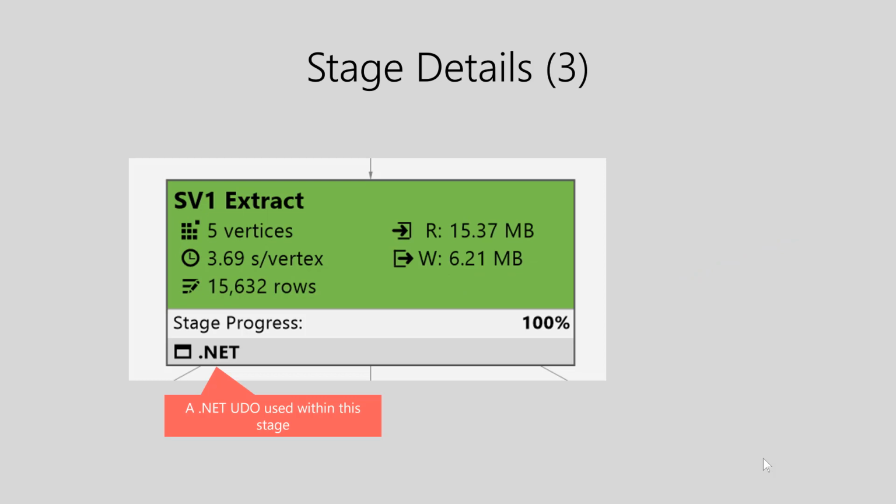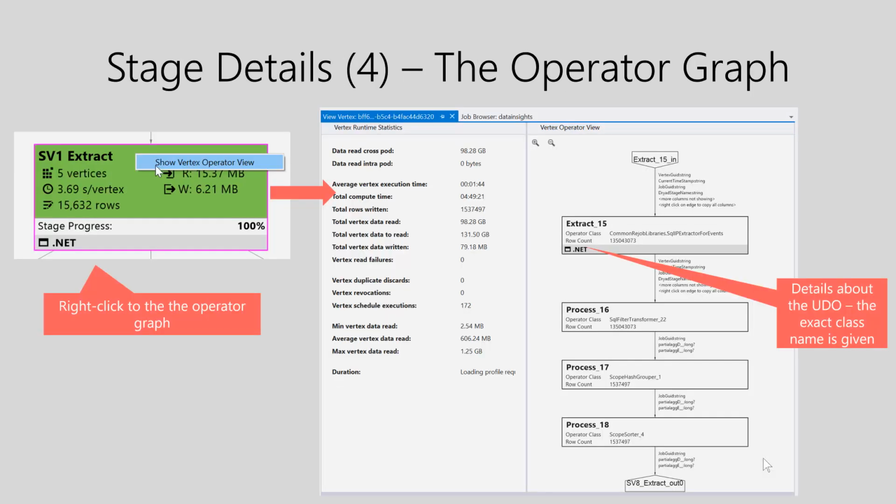Okay. Now, another thing that you should notice when you're using U-SQL, and this is just to help you understand what's happening in the system, is that if you're using UDOs, at the bottom of the stage you'll notice they've been annotated with the platform type. So you might see .NET or Python, and in the future we're even planning on introducing Java UDOs, so you'll see JVM there. Now, if you double click or right click and say show vertex operator view, the operator graph is shown.